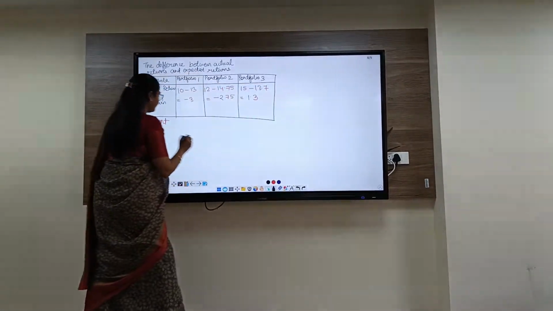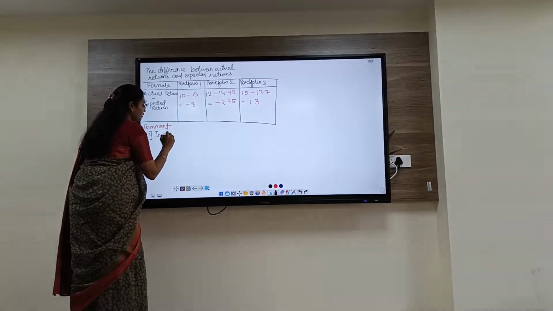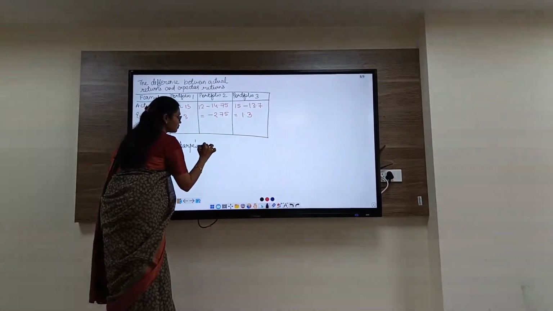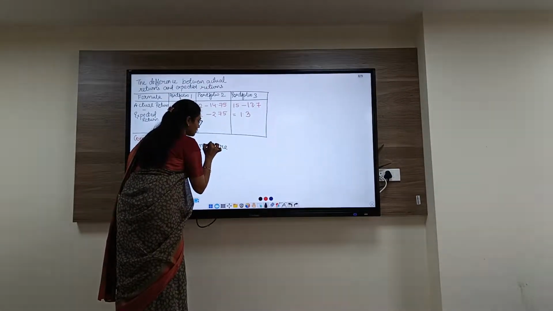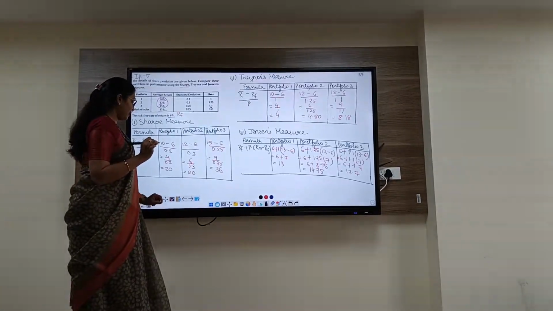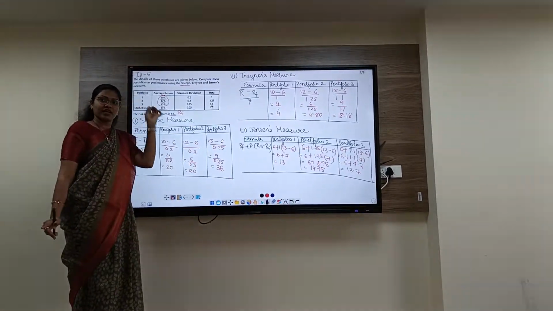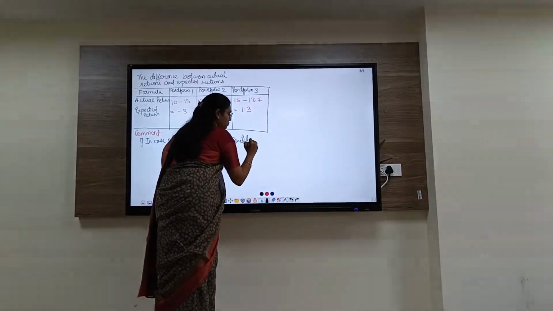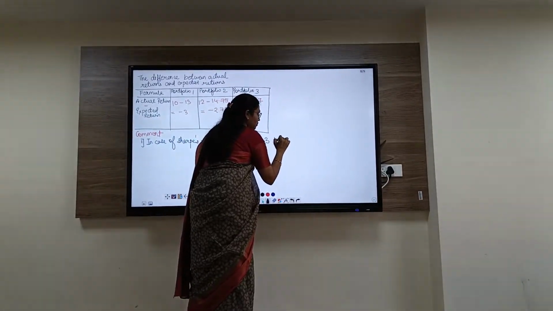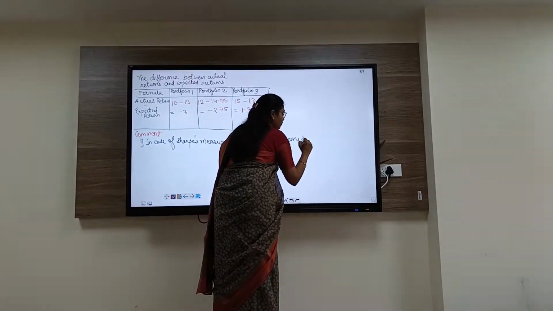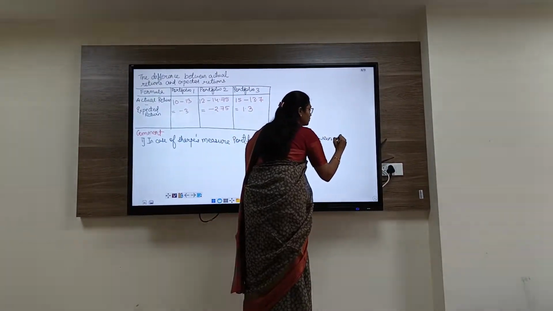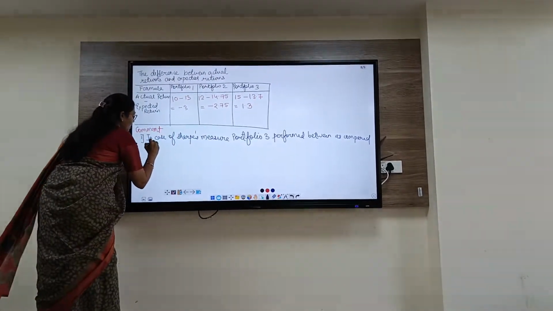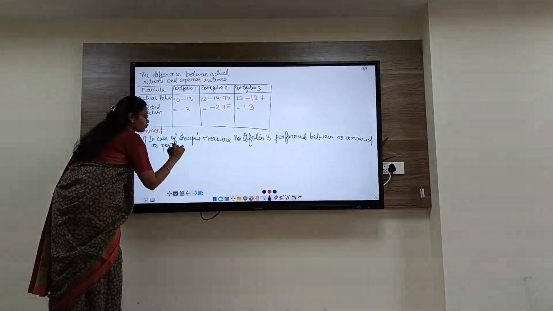First one now. In case of Sharpe's measure, let's check which portfolio performed better. Tell me, which portfolio performed better? Portfolio 3 performed better as compared to portfolio 1 and 2. Don't write only 1 and 2, write complete: portfolio 1 and 2.